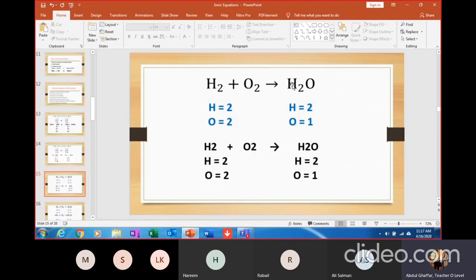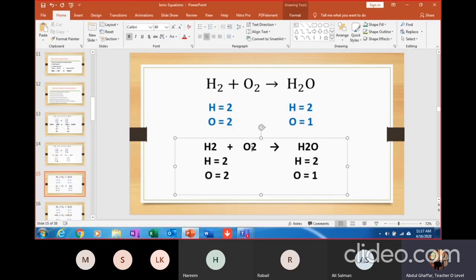Hydrogen plus oxygen, it will produce water. Check the chemical equation. Hydrogen 2, oxygen 2, hydrogen 2 and oxygen 1, right? So how will you balance it? Okay, now hydrogen is 2, hydrogen is 2, balanced, leave it. Look here, oxygen is 2 but oxygen here is 1, right? So we will place 2 here. Now oxygen is 2, right? But what will happen? Hydrogen is 4, so write the 2 here. Now it will be balanced.